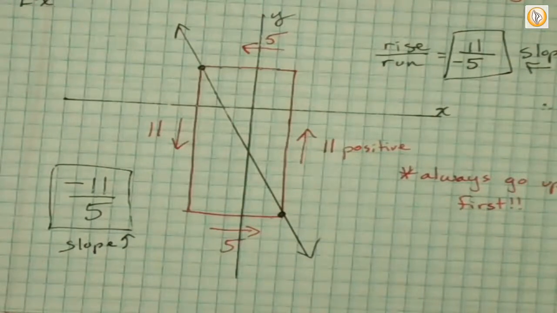Can I have a negative 11 and a negative 5 and it be the same slope? No. Because a negative over a negative gives you a positive. That would give you the wrong slope. Any questions? Do we have this down? All right. Let's move on.